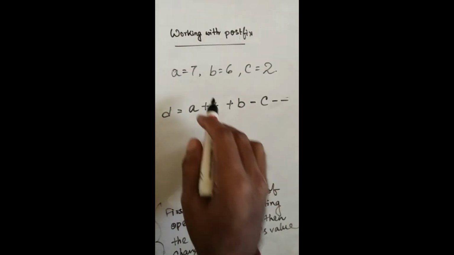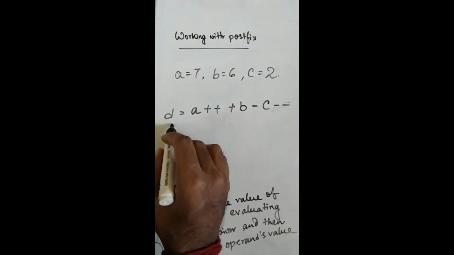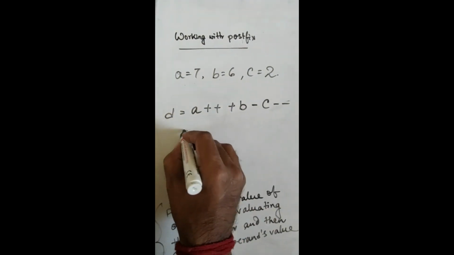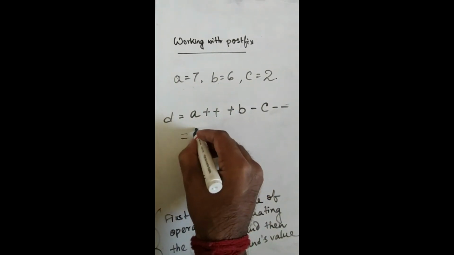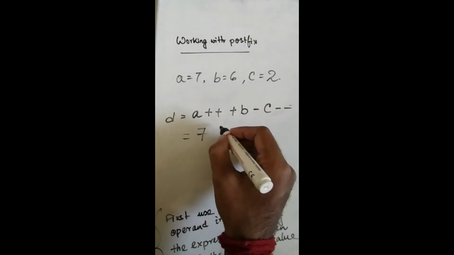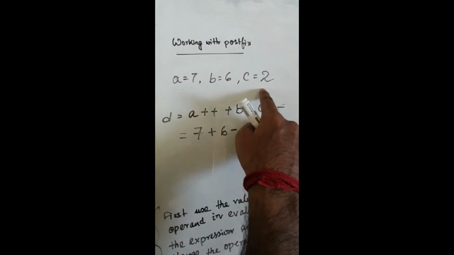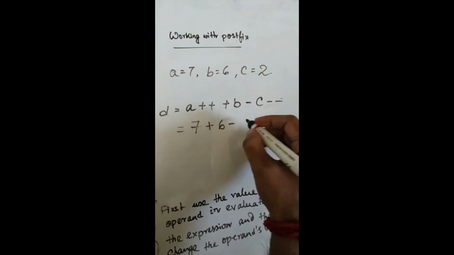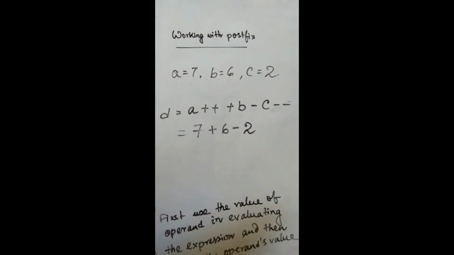Now let's have a look at another example. Here a equals 7, b equals 6 and c equals 2. Now we have to calculate the value of d. Again we are using the postfix version. So a plus plus, a has the value 7. First we use the value 7 in the expression, and after that the value of a becomes 8. Now the value of b, which is 6, minus the value of c, which is 2. We will use that value, write here 2, and afterwards the value of c will be decremented by 1.